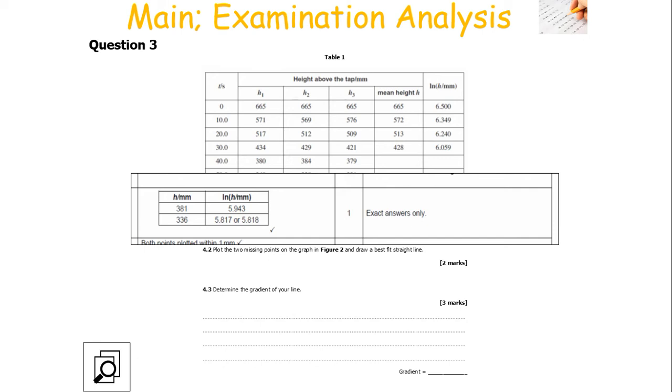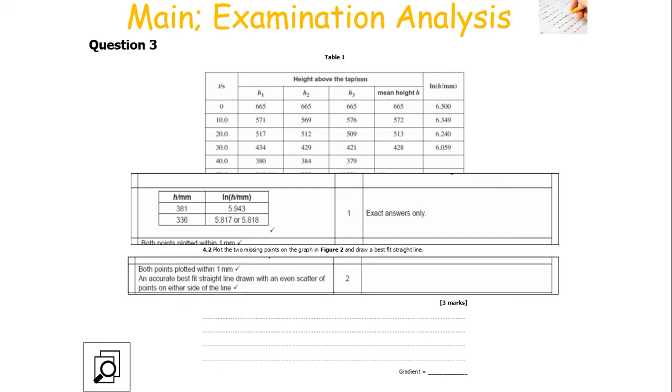And then to work out the natural log of h, in your calculator, you would press the natural log button, input the value of the mean height from the question, close your brackets, press equals, and you get your answer out. Again, you'd plot your points within 1 millimeter and draw an accurate line of best fit as a straight line with an even scatter of points on either side. Again, that's been made very clear in these two questions that your line of best fit should be a straight line with an even number of points on either side of the line.